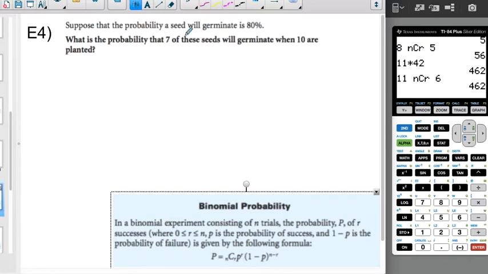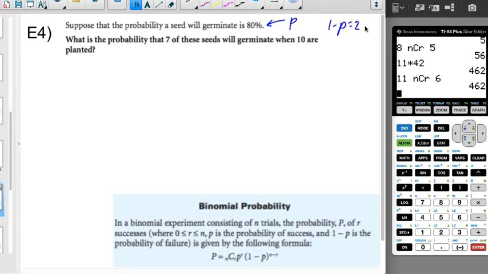So suppose that the probability a seed will germinate is 80%. Okay, so this is the probability of a success, right? That's p, which means that 1 minus p would be 20%, right? There's a 20% chance of failure. What is the probability that 7 seeds will germinate if 10 are planted? So n is 10, that's how many seeds you planted. You want to know what's the probability that 7 of them are successful.